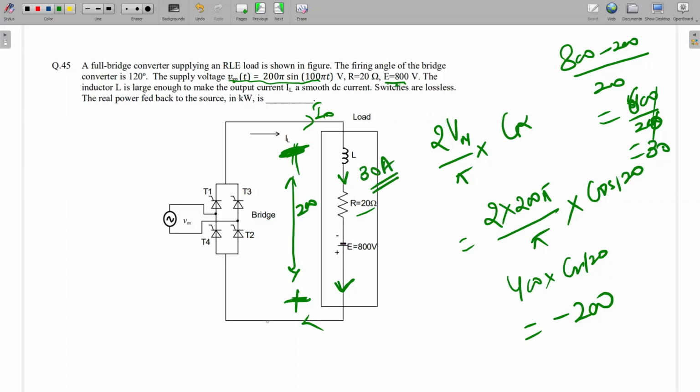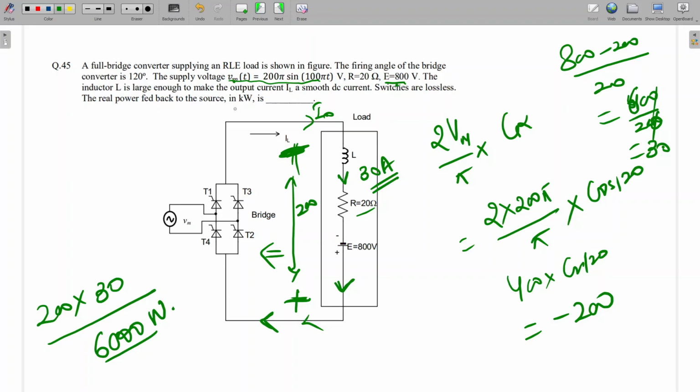So what will be the power fed back to the source? Power fed means here we have to calculate the power. So power will be 200 into 30, so it will be 6000 watt. But it is asking in kilowatt. So the answer will be 6.